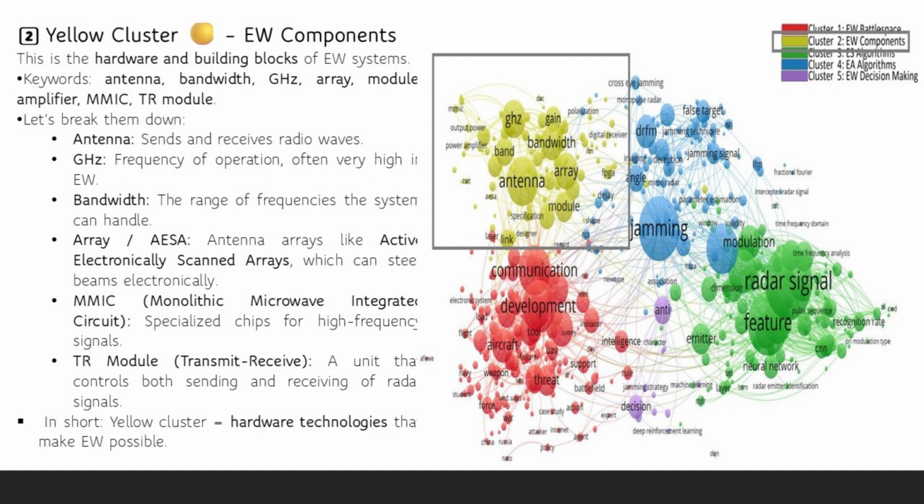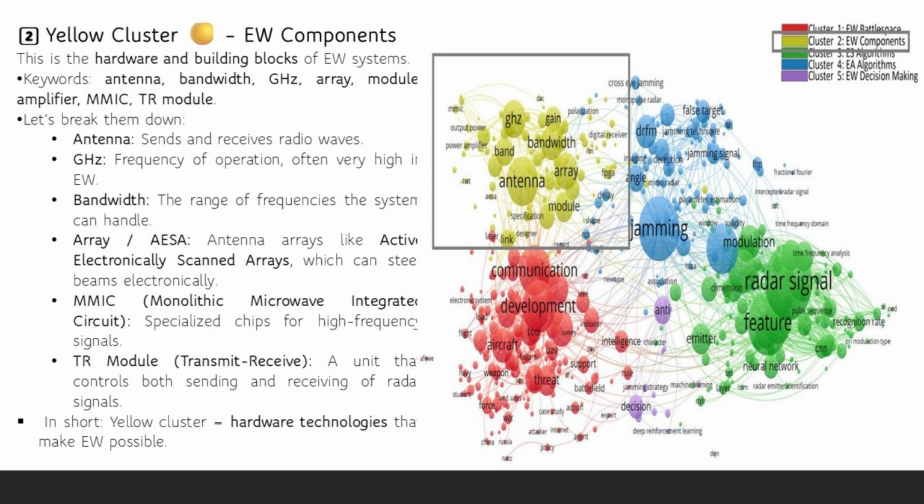Yellow cluster, EW components. This is the hardware and building blocks of EW systems. Keywords: antenna, bandwidth, gigahertz, array, module, amplifier, MMIC, TR module. Let's break them down. Antenna, sends and receives radio waves. Gigahertz, frequency of operation, often very high in EW. Bandwidth, the range of frequencies the system can handle.